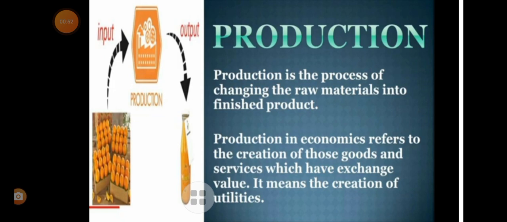So what is production? Production is the process of changing raw materials into finished products. Okay, so it is a process. Process means a series of work. It involves a series of work. For example, if you take wood and you want to convert the wood into a table, you follow a series of steps. Those series of steps are called a process.